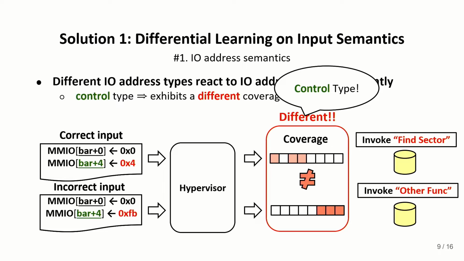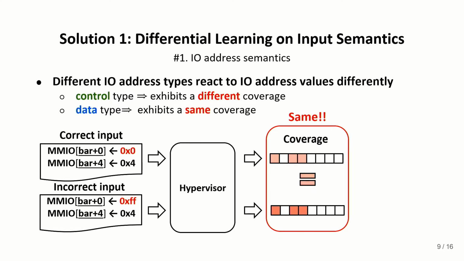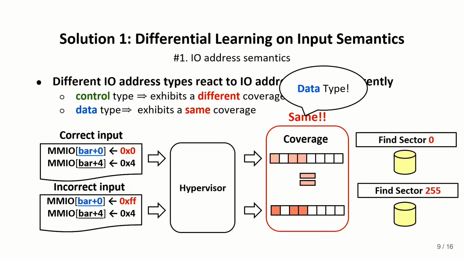At the high level, these two invoke different functions. On the contrary, for data type, the same coverage appears irrespective to the I/O address value. So we can confirm that it is data type. At the high level, these two invoke the same function, and only the data parameter has changed.